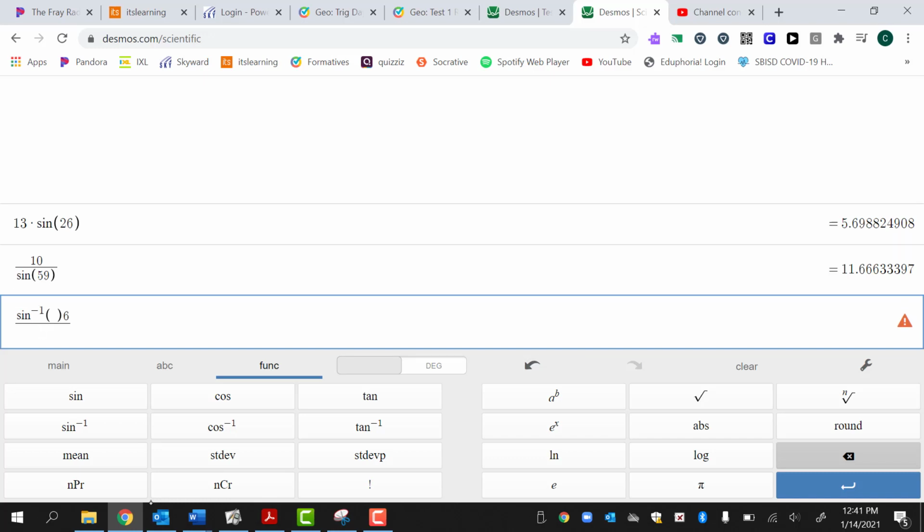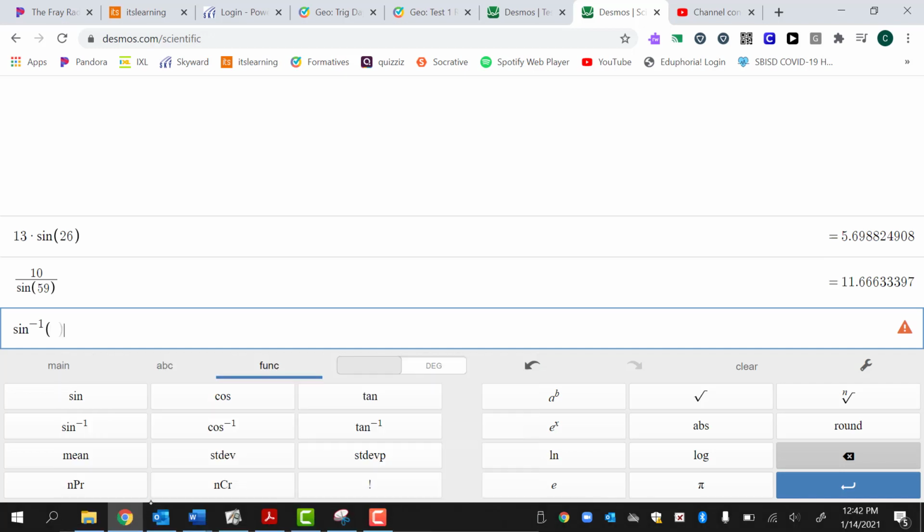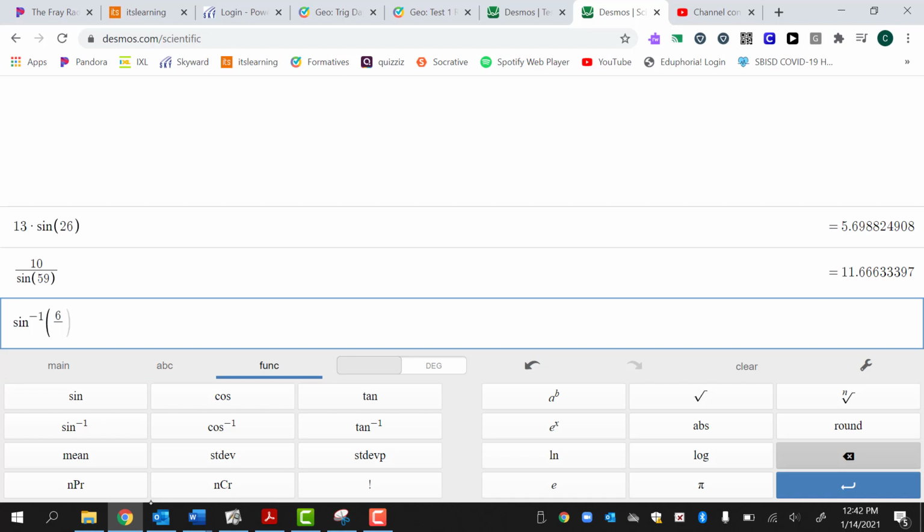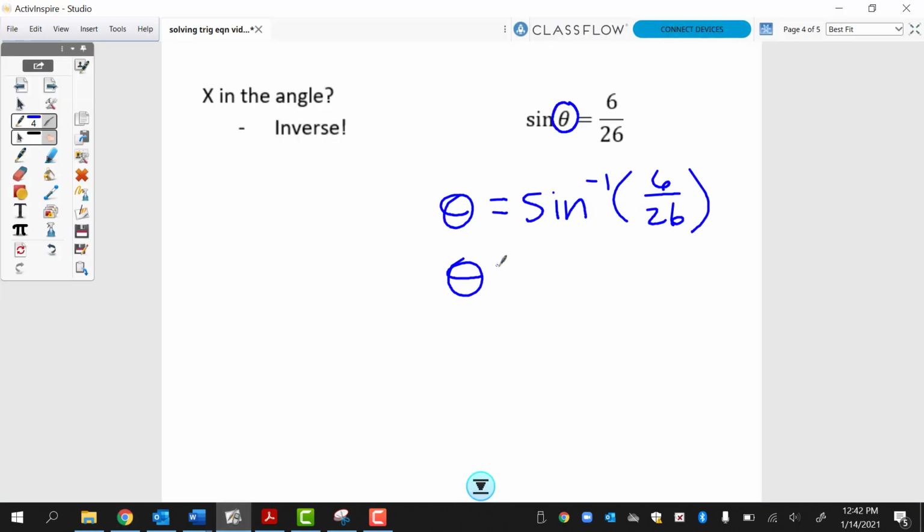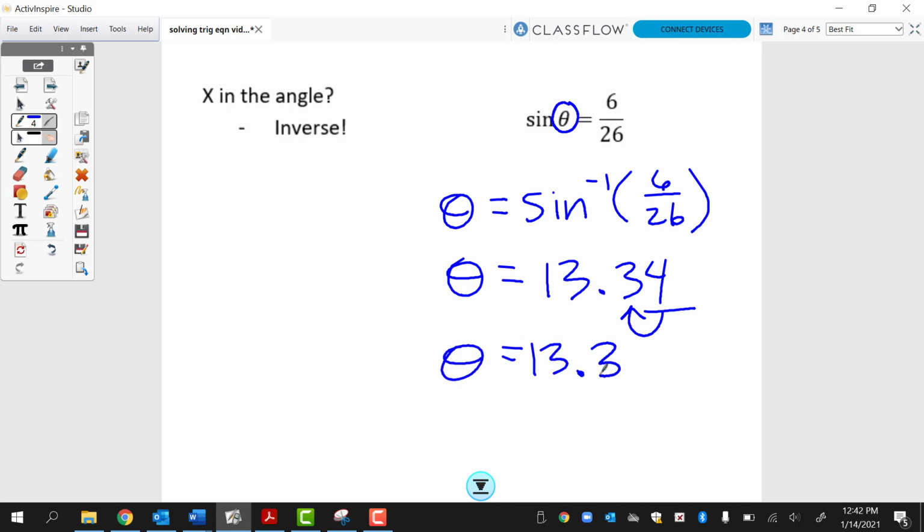Whoa! What's happening? I don't want this fraction. There we go. So inside the parentheses, I want 6 slash 26, 6 divided by 26. Close parentheses. And our answer is over here, 13.34. So we're going to write that down. This is our theta, 13.34. Does 4 make 3 bigger or keep it the same? It's going to keep it the same. So that's 13.3. Final answer.